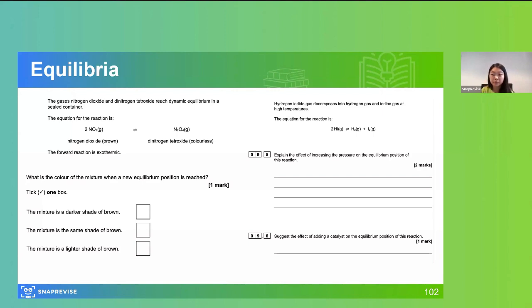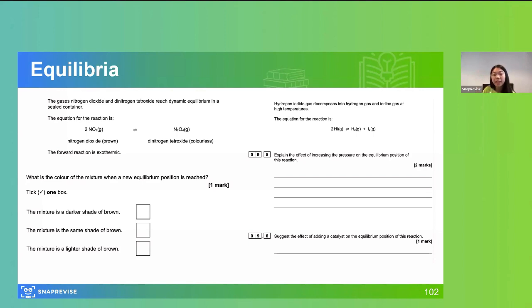Now let's look at number 9.5. What is the effect of increasing the pressure on the equilibrium position of this reaction? Again, with pressure, we're looking at the number of molecules in front. On the left side, the reactant side, there's 2. On the right side, there's also 2 because H2 has one in front, I2 also has 1 in front. That means that increasing the pressure isn't going to do anything because they both have an equal number of molecules on each side. So your answer would just be there's no effect because there's an equal number of moles.